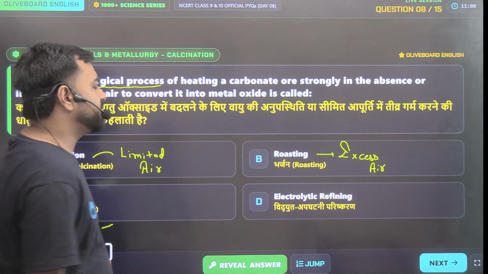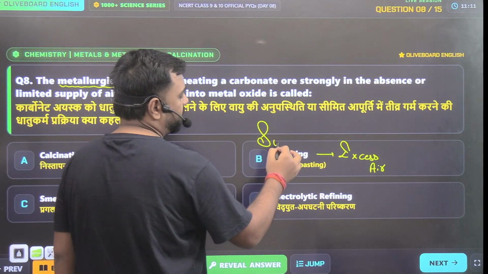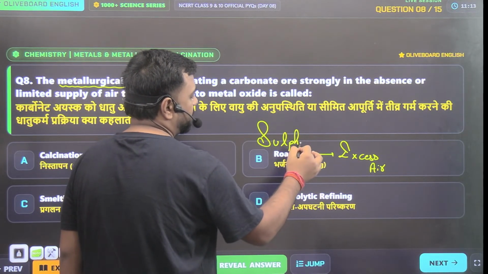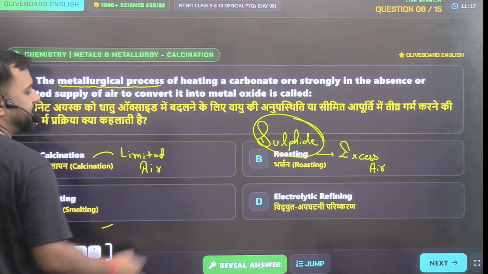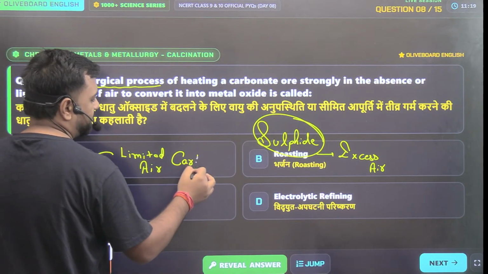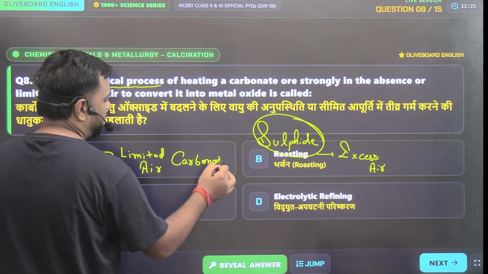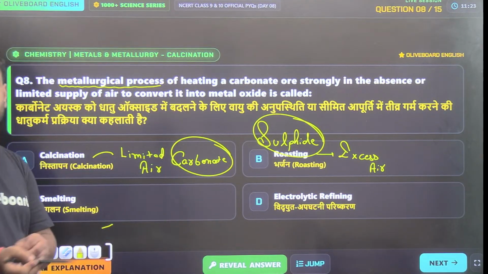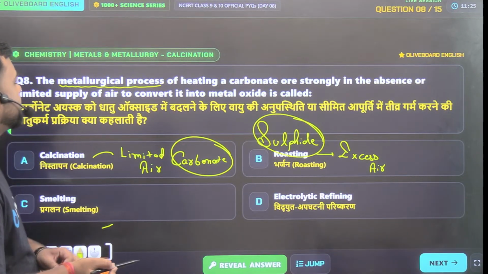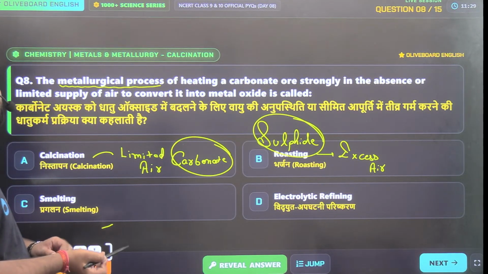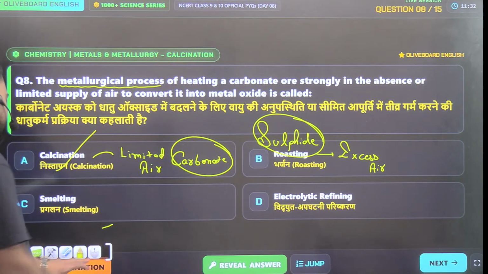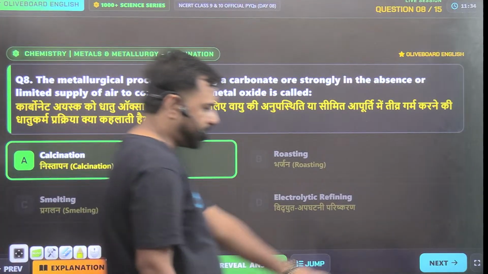So roasting is basically for sulfide ores. You must remember this. Roasting is basically for sulfide ores, and calcination is actually for carbonates. Understood? Okay, so in this case, it was talking about the heating of carbonates strongly in the absence or limited supply of air. So obviously the answer will be calcination. That's true. Next.